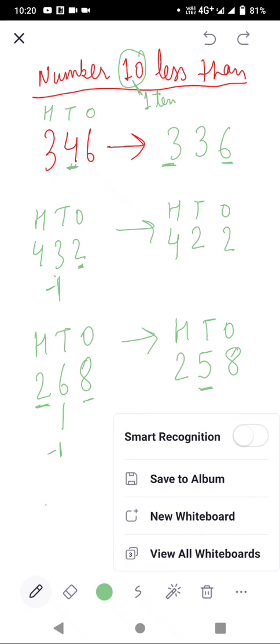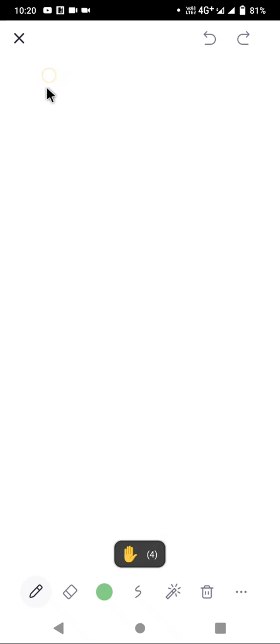Like this we can find out a number 100 less than. To find out 100 less than, we subtract 1 from the hundreds place digit. Okay, so let's take a number.